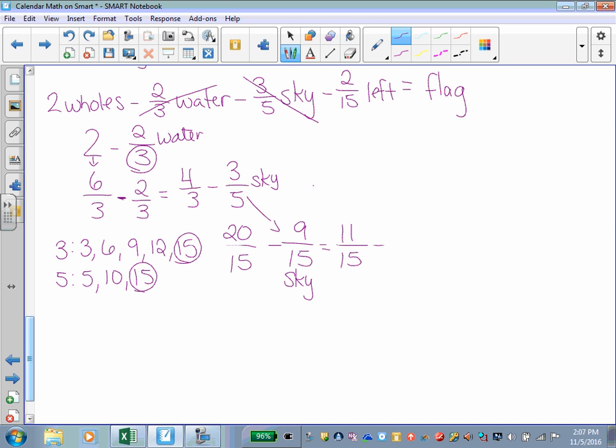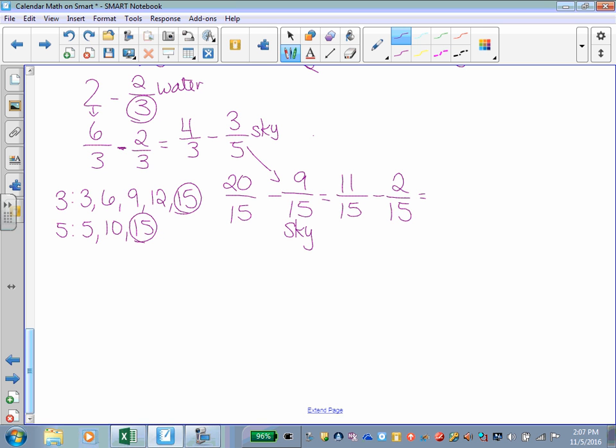And after she painted the flag, she has 2/15 left. Well, thank goodness we've already got a common denominator here. So 11/15 minus the 2/15 that was left is 9/15. So she used 9/15 to paint her flag. Right now you can simplify 9/15. You can divide both the 9 by 3 and the 15 by 3 to get 3/5. That's the simplified answer.